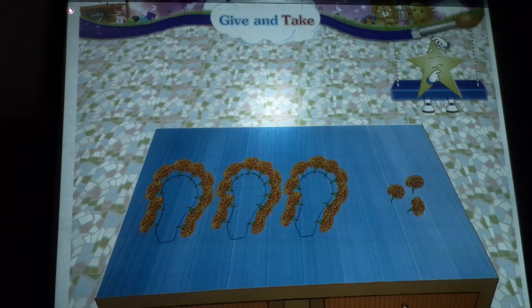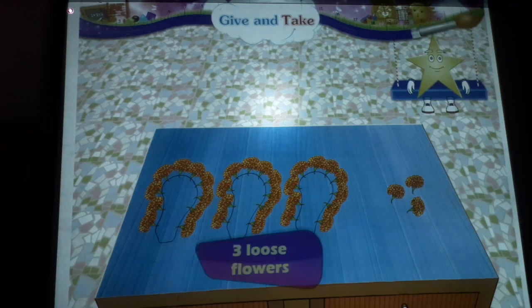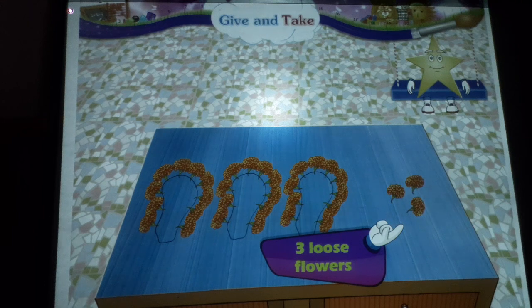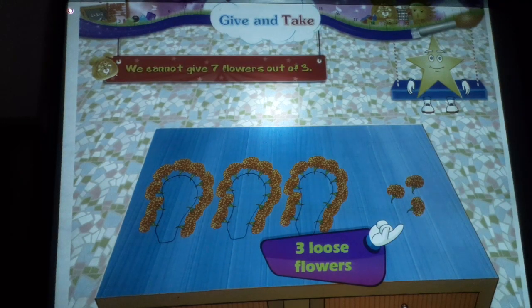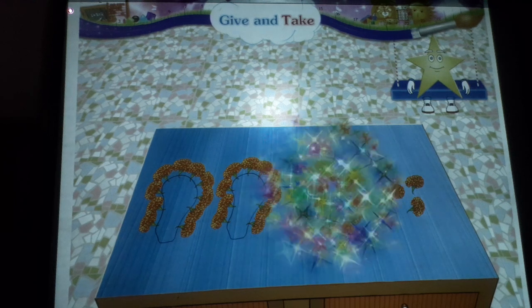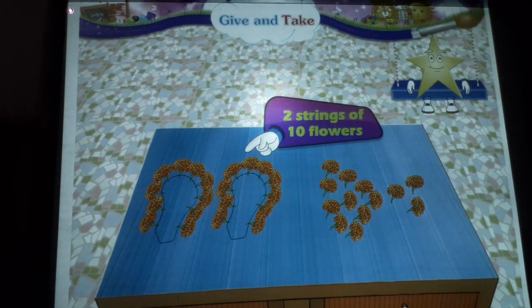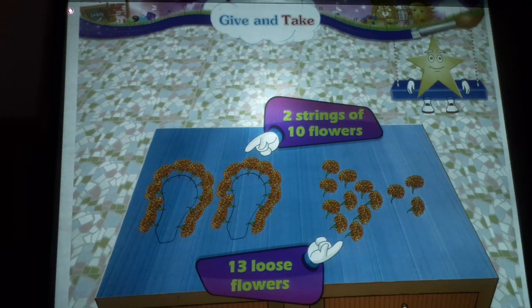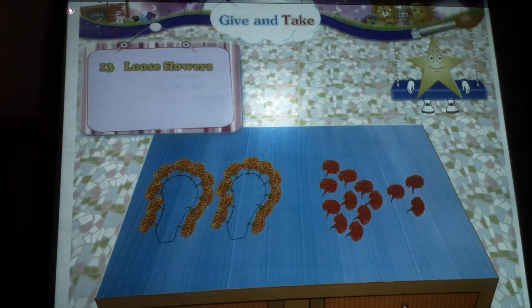Hey Starry, what happened? Oh, we have only 3 loose flowers. We cannot give 7 flowers out of 3. So, we will have to take out flowers from one string. So now we get 2 strings of 10 flowers and 13 loose flowers. From 13 loose flowers, we will give 7 flowers to Ma'am.